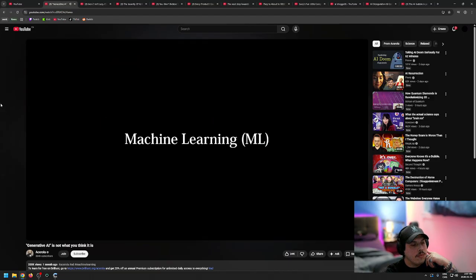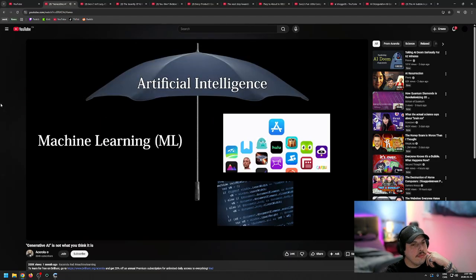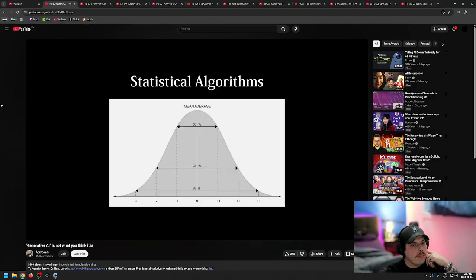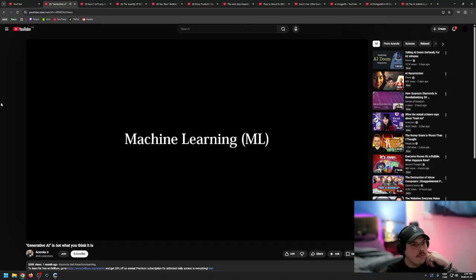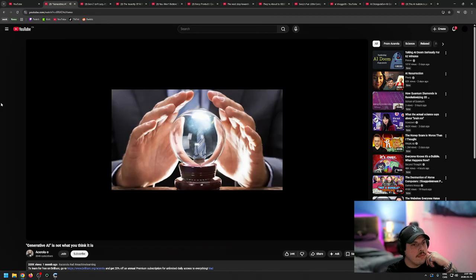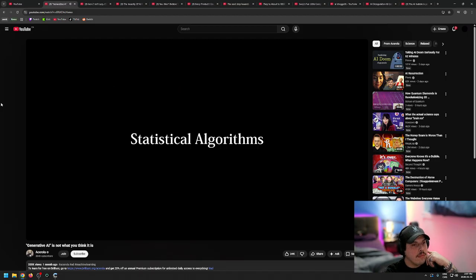Machine learning, or ML for short, is a subset of artificial intelligence based around statistical algorithms. Unlike our previous example of specific instructions to get our red or blue result, machine learning works by predicting the most likely output from the input, hence the statistical part of statistical algorithm.